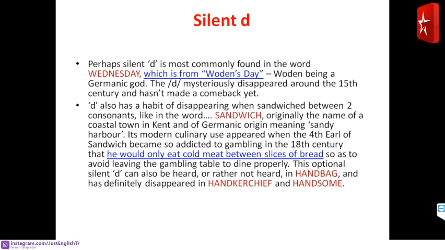Okay, and D also has a habit of disappearing when sandwiched between two consonants, like in the word sandwich. Originally the name of a coastal town in Kent and of Germanic origin meaning sandy harbor, sandwich came from this name. Its modern culinary use appeared when the first Earl of Sandwich became so addicted to gambling in the 18th century that he would only eat cold meat between slices of bread so as to avoid leaving the gambling table to dine properly.